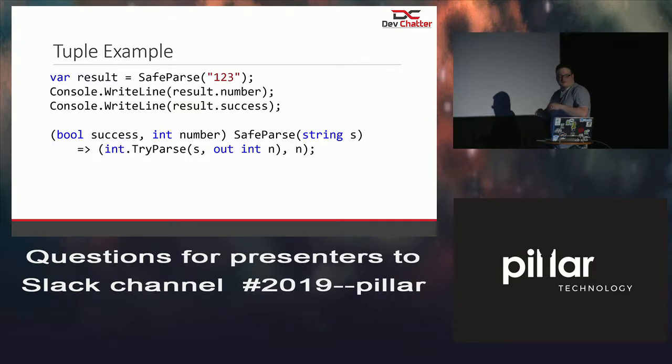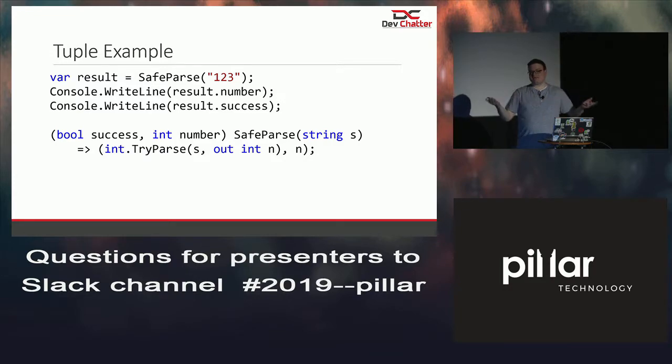Okay, so tuples. The way that we create them is by wrapping the objects in parentheses. So essentially what you get in our example method here, our safe parse, is we have a return value of the tuple, bool success, and int number. So it is going to give us those values. And if you look on the first line there, where we call the method and store it in the result variable, you can see that a variable gets created, it's a tuple, and it has two properties on it, number and success, matching the names that we used in our method declaration.